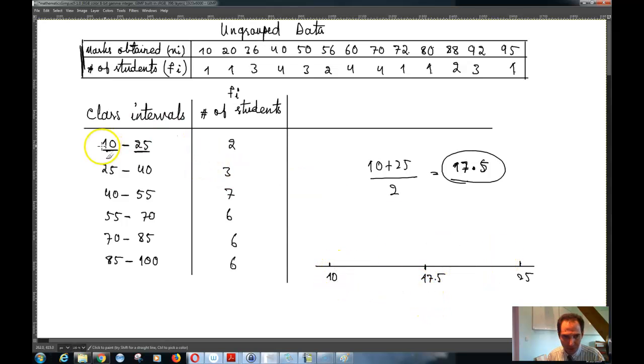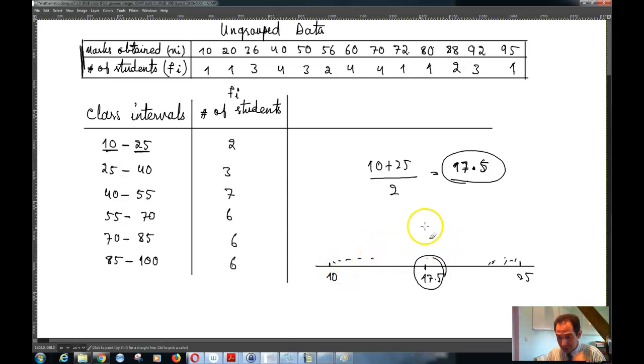Now any number anywhere in this class that falls within this class, we take that number as 17.5, and that is going to diminish the accuracy of all of your calculations once the value of this class mark, this number is called the class mark, is not very close to most of the actual values, right?